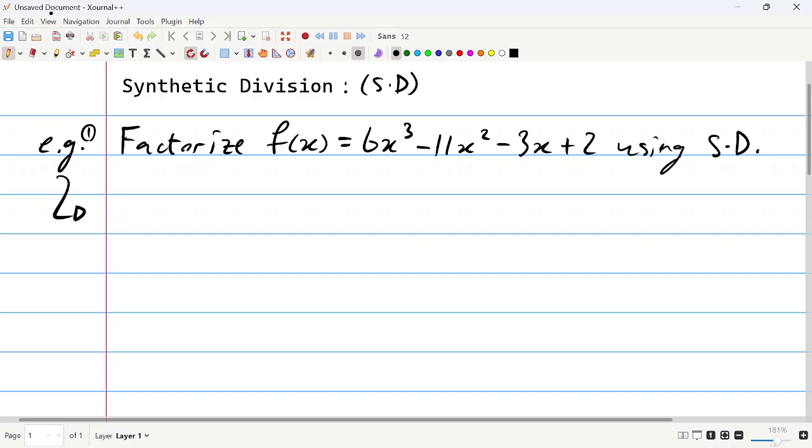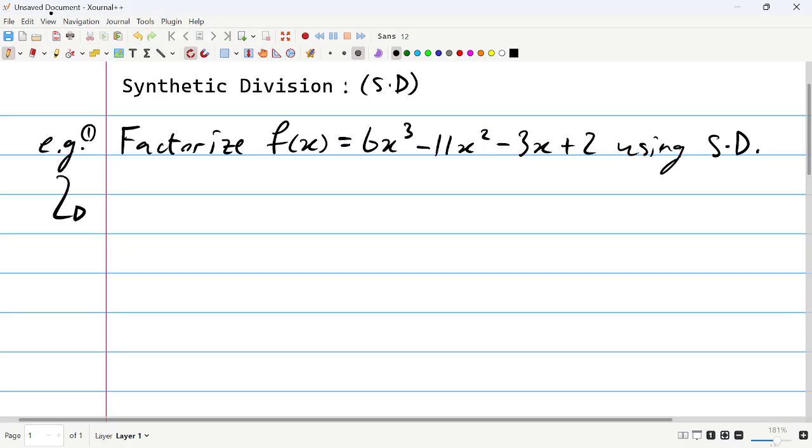Hello everybody. Today we are going to be doing synthetic division. Now, this is quite a nice type of question that you can get in the examination, although I'm not really a big fan of it. Why? Because sometimes it's time consuming, only at the beginning of answering this type of question.